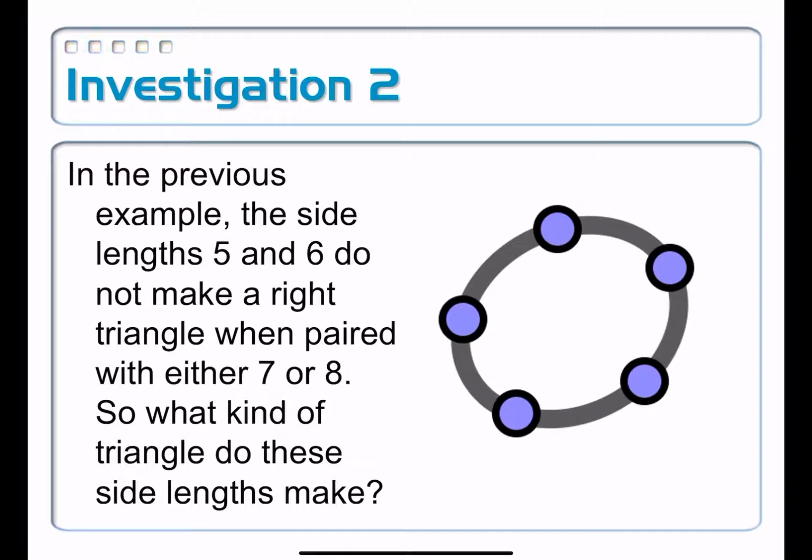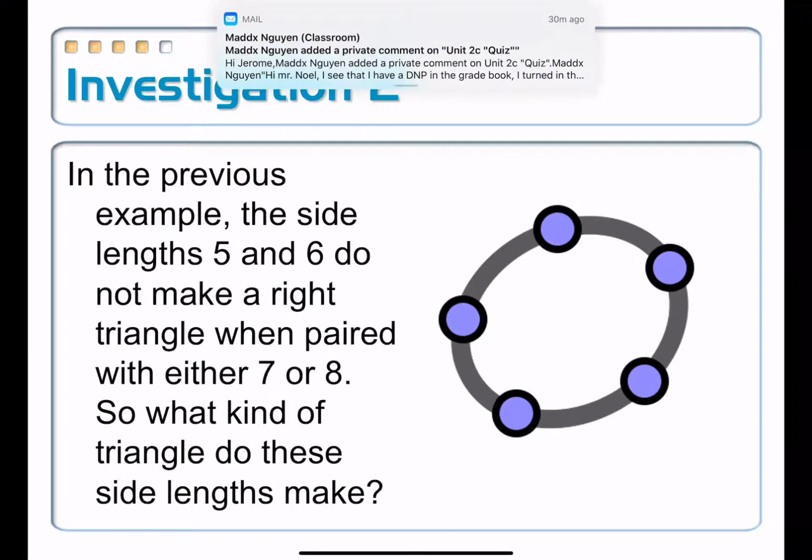So in reference to the previous example, we had something like 5, 6, square root of 61, that made a right triangle. But we had 5, 6, 8. What kind of triangle was that one? Because it wasn't a right triangle. And 5, 6, 7. That one was not a right triangle either.